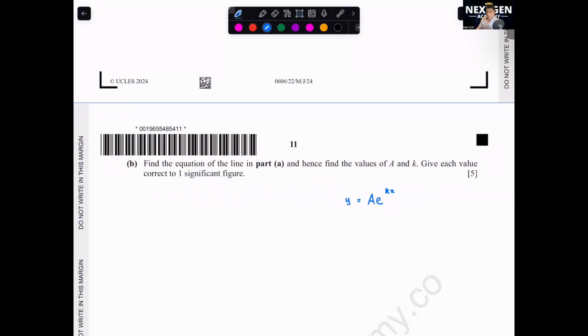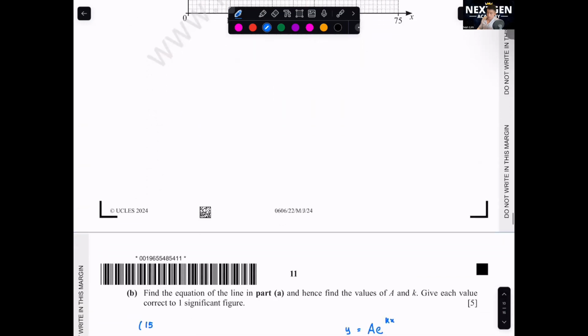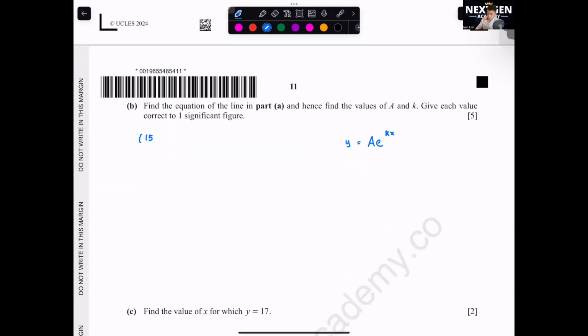I take 2 points, I need to find my gradient and y-intercept. How do you draw the line of best fit accurately? Balance out. You need to intersect as many points as you can, then balance out, one on top, one on the bottom. It won't be too far off. If you're not sure, you send to me, then I tell you whether it's best fit or not.